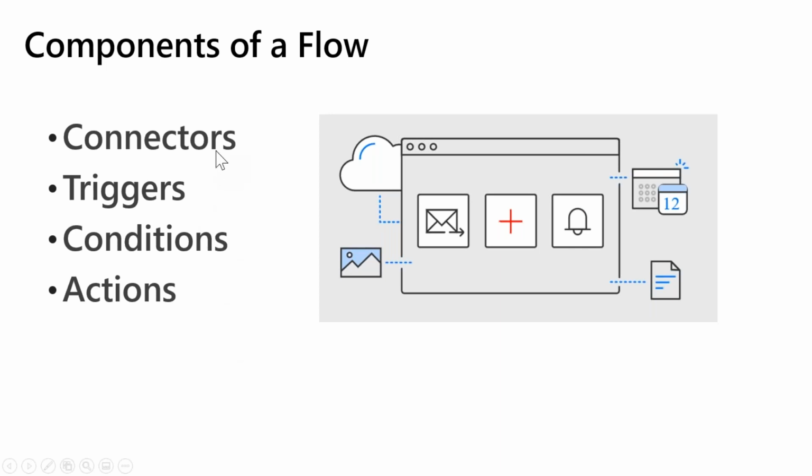The components of a flow, a workflow, are connectors, triggers, conditions, and actions. So what does this all mean? If you come from any type of background in creating workflows, triggers, conditions, and actions aren't going to be new to you. It's the connectors piece that's a little bit new when it comes to Power Automate. Connectors are services you're connecting to that you need to move data or connect with. Triggers are what will start your flow.